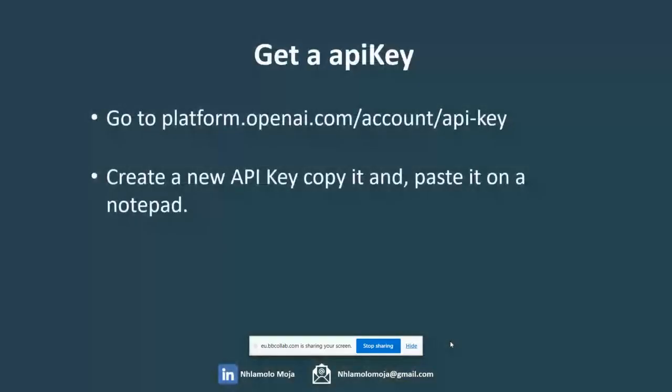Then we need to get an API key. An API key is a tool that will allow communication between Storyline 360 and ChatGPT. So you're going to go to platform.openai.com/account/API keys. Then you're going to create your API key. You're going to copy it and paste it on a notepad or Word document just in case you want to redo your project, so you don't lose your API key. Because once you copy it and say done, you can't get your API key back.